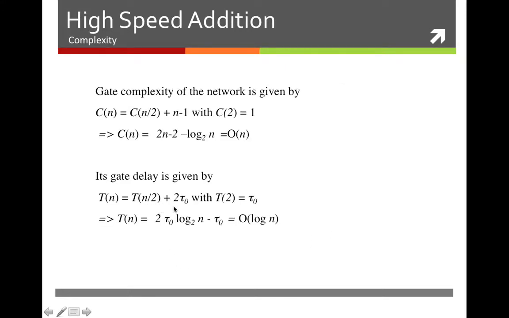So T(n) = T(n/2) + 2τ0, and then τ of 2 is equal to τ0, just a single gate, whatever it is, and this gives you T(n) = 2τ0 log n, that's order log n. So we got ourselves an order n gate complexity circuit with order log n gate delay is what we have.